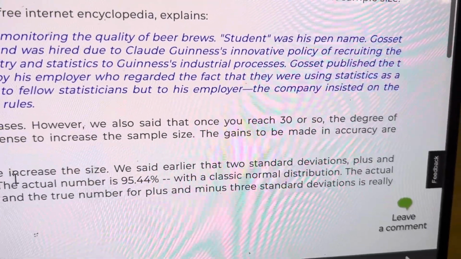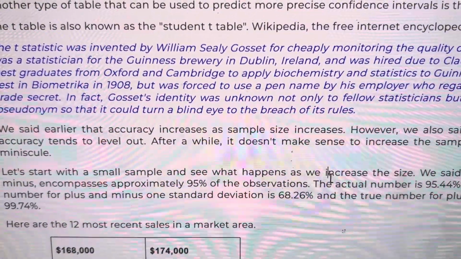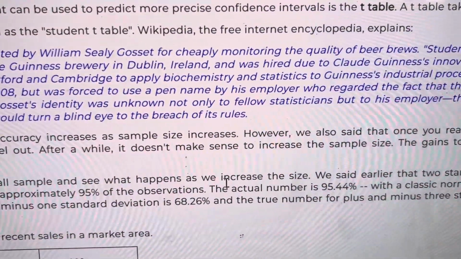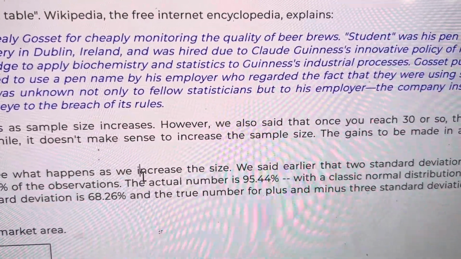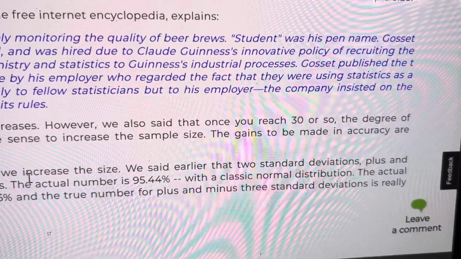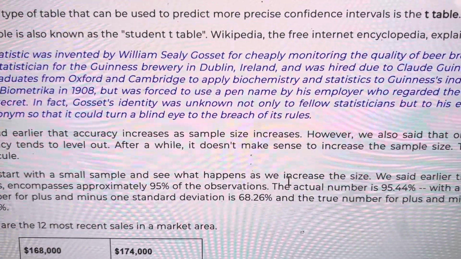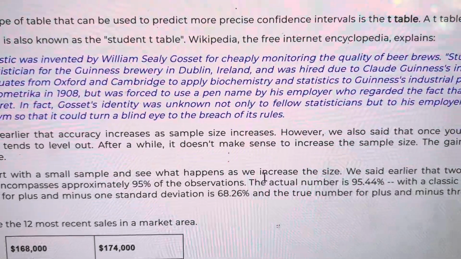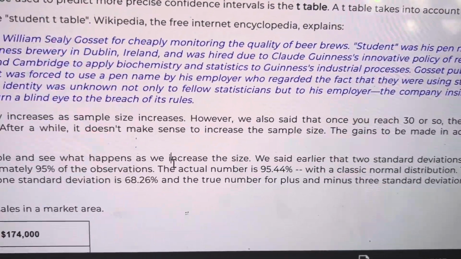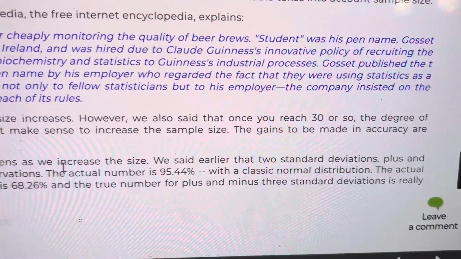We said earlier that two standard deviations, plus and minus, encompasses approximately 95% of the observations. The actual number is 95.44% with a classic normal distribution. The actual number for plus and minus one standard deviation is 68.26%, and the true number for plus and minus three standard deviations is really 99.74%.